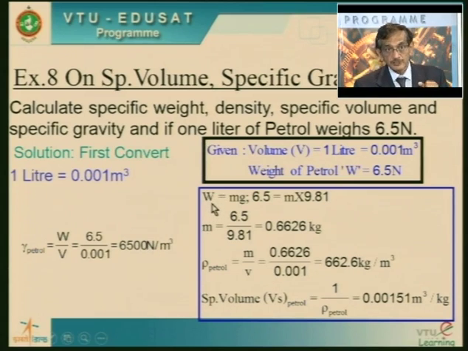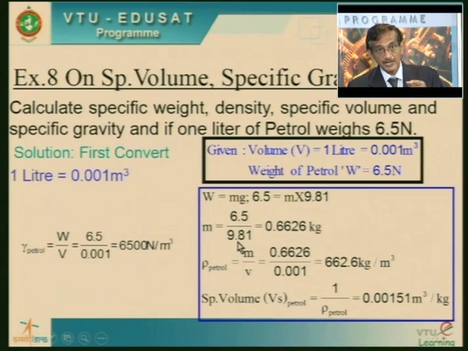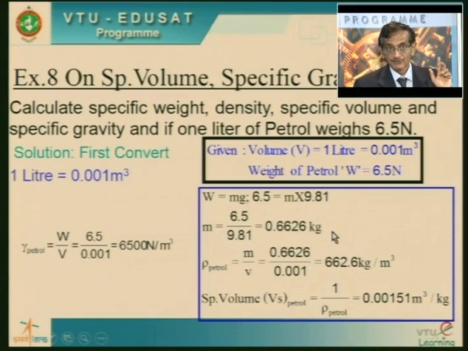The weight is equal to m into g. What is the weight of petrol? As I mentioned, 6.5 Newton. The mass I do not know. The g value is a universal value, 9.81 meter per second square. You get the mass of the petrol as 6.5 divided by 9.81, which is 0.6626 kg. How did we get it? By the formula W is equal to m into g, where W is 6.5 and g is 9.81. So, we can get the mass of the petrol.